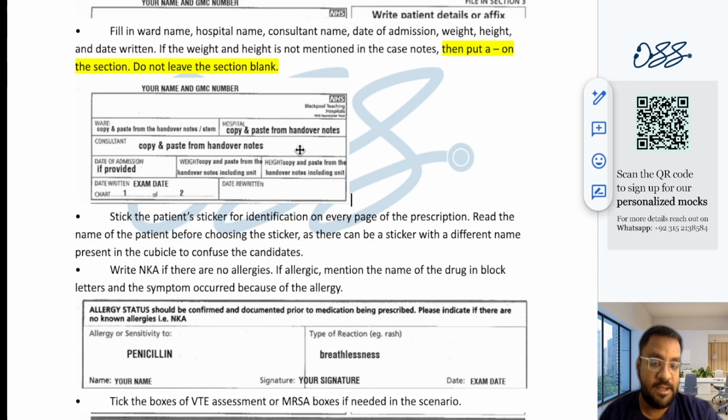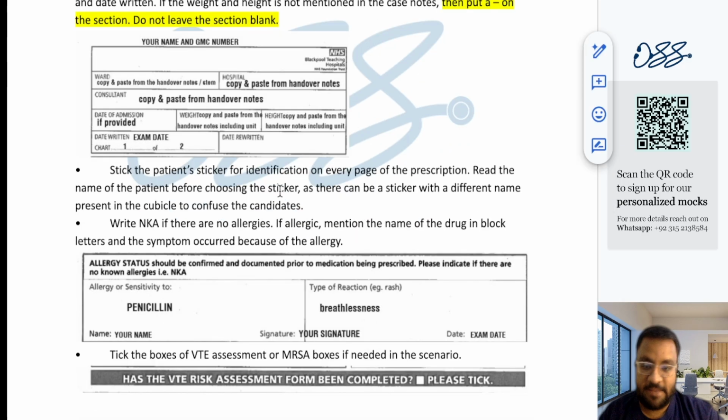Nothing goes empty apart from the date rewritten. There is only one prescription session in which you have to rewrite the date, and you're going to find out when we prepare and practice the prescription session. Only in that particular session would you have to write the date rewritten. Other than that, this section mostly goes empty.